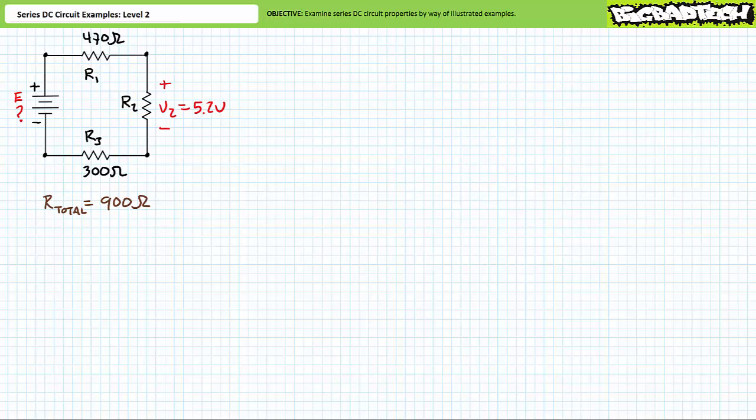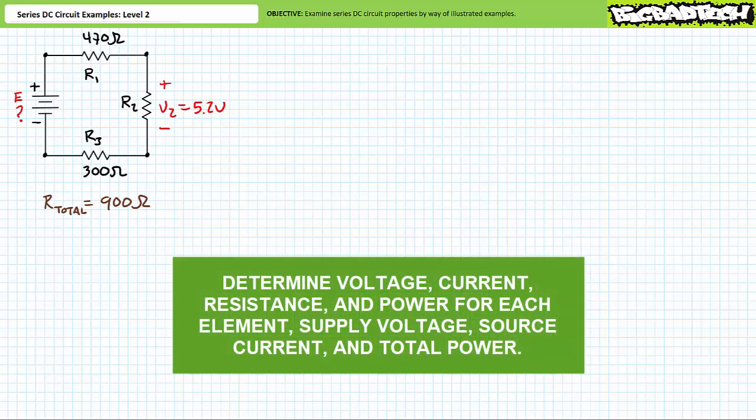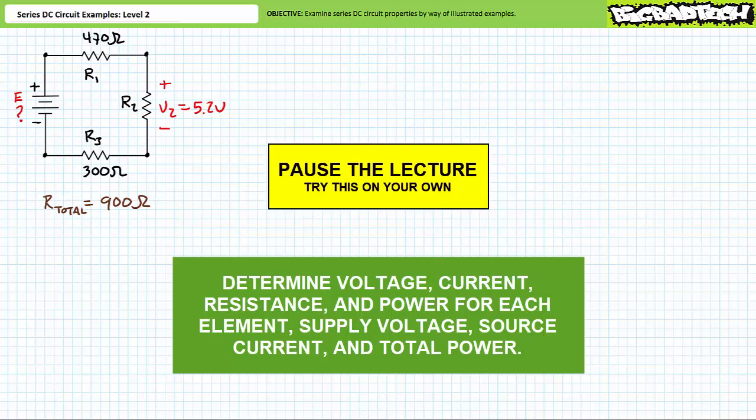900 ohms. We're being asked to solve for the voltage drop across each element, the current through each element, the power dissipated by each element, the supply voltage, the source current, total power, and the unknown resistance R2. By all means, pause the lecture and try this on your own. If you're tracking, you should have obtained the following results.